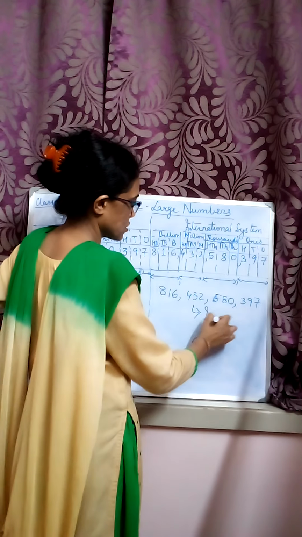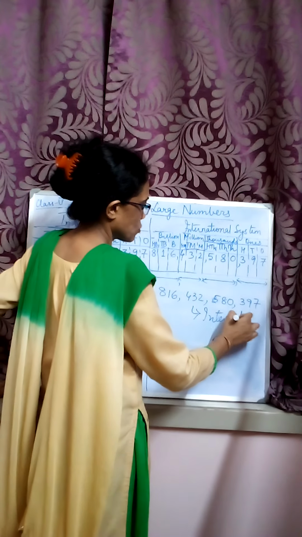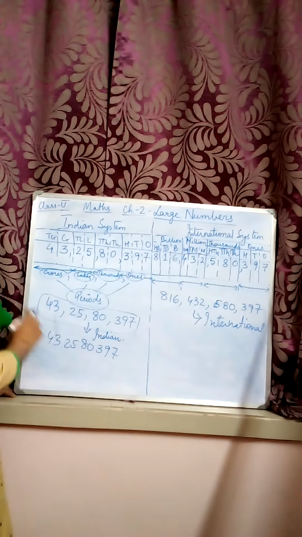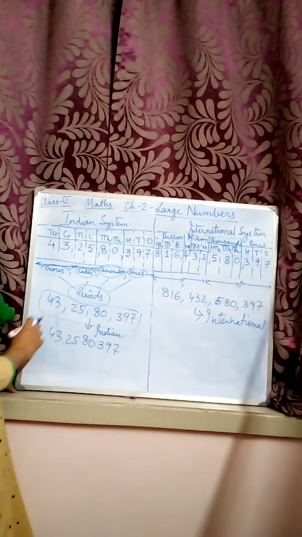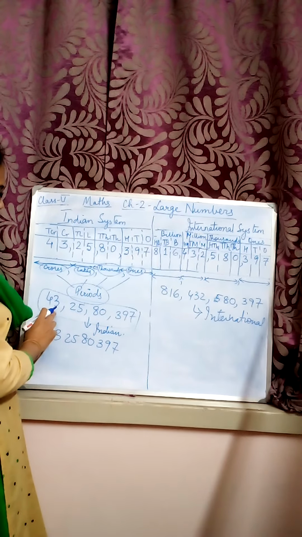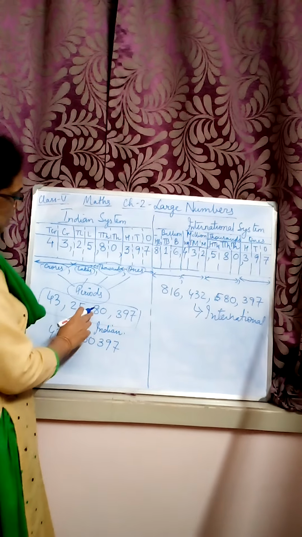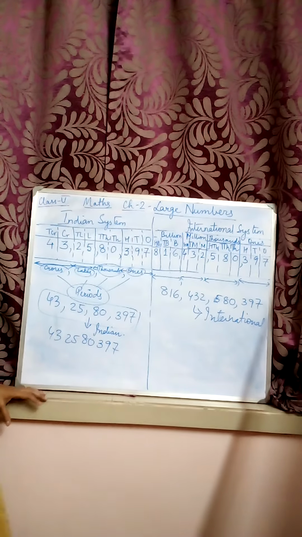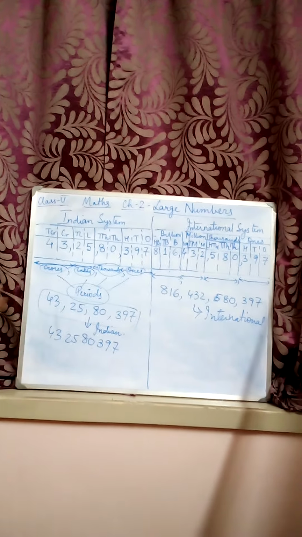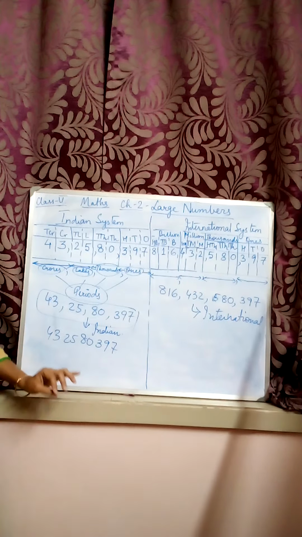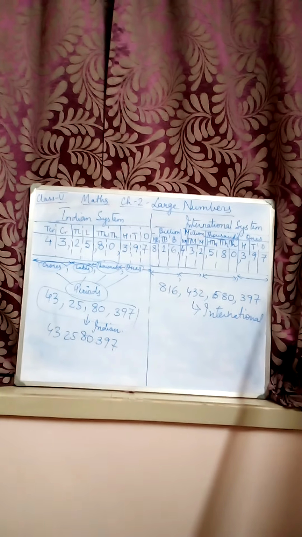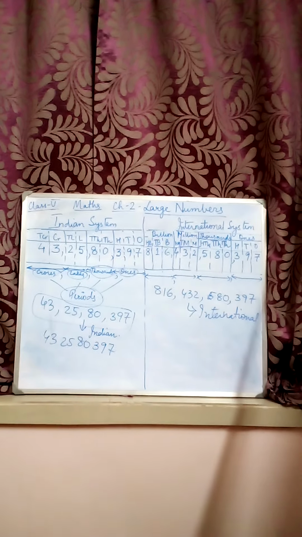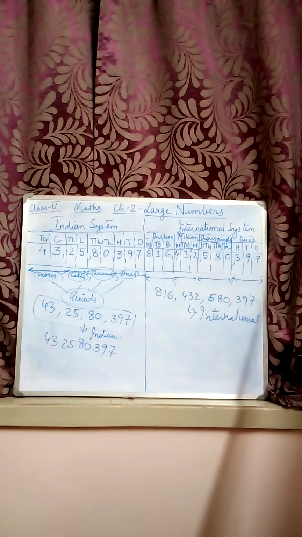This is in international. Okay, so the two large numbers I have shown. And how do you say them in words? This is 43 crores 25 lakhs 80,397. So this is in words. In this way, both the numbers I have given you, the difference between the large numbers, writing down numeration in figures as well as in words, and specified them in the two systems.